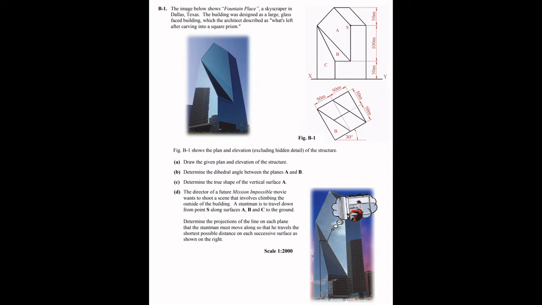Part A is draw the given plan and elevation of the structure. Part B, determine the dihedral angle between planes A and B. Part C is determine the true shape of the vertical surface A.